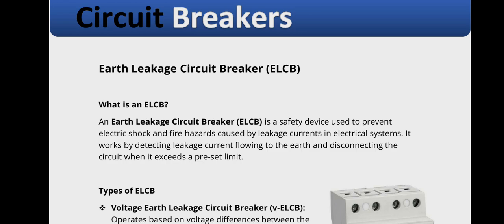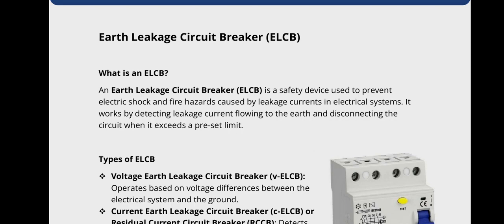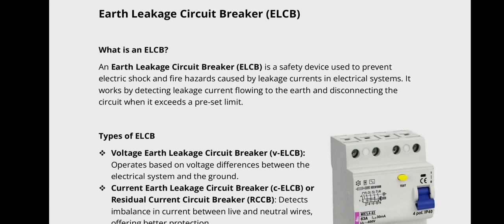So first is an ELCB. ELCB means earth leakage circuit breaker. So what is the ELCB? An earth leakage circuit breaker is a safety device used to prevent electric shock and fire hazards caused by leakage current in an electrical system. It works by detecting leakage current flowing to the earth and disconnecting the circuit when it exceeds a preset limit. So friends, what is the meaning of these sentences?